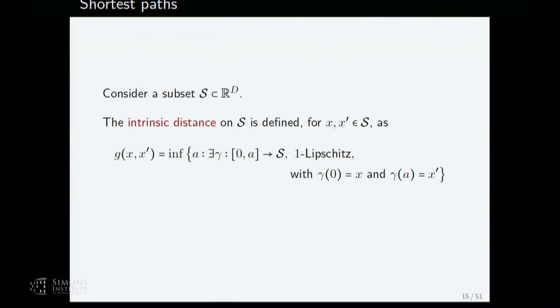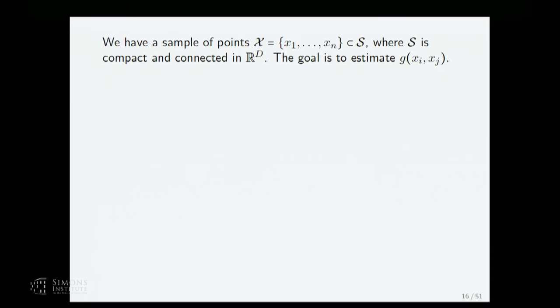Okay, so at our disposal, we have a sample IID from S. Sorry, not IID. It can be IID, but it doesn't have to be. This is just a habit I have. So just a sample of size n from S. As you see, our results are non-probabilistic. And we just assume it's compact and connected. And then the goal is to estimate G of xi, xj for all pairs.